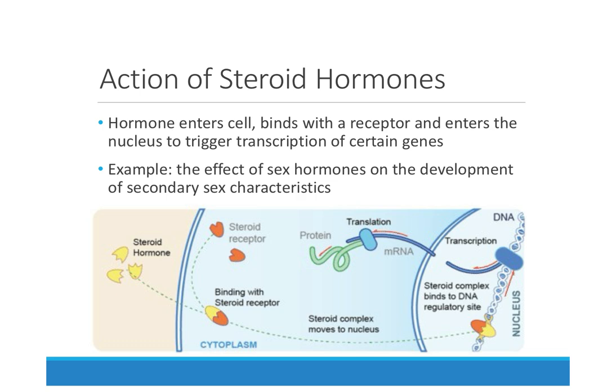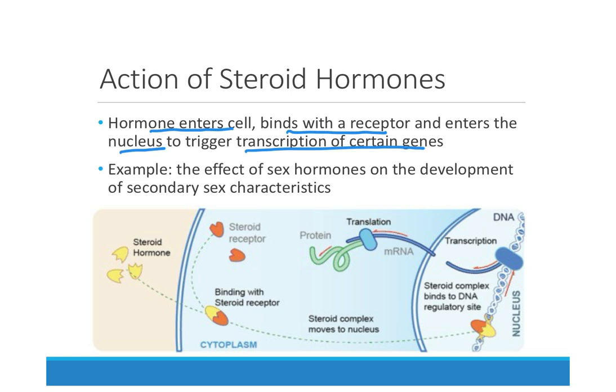Just looking in a little more detail at what happens with these hormones, a steroid hormone will enter the cell because it can move through the cell membrane, and it binds with a receptor inside the cell. This receptor carries it into the nucleus and then is able to trigger transcription of certain genes to then promote the synthesis of particular proteins that then would cause a certain change in the body.